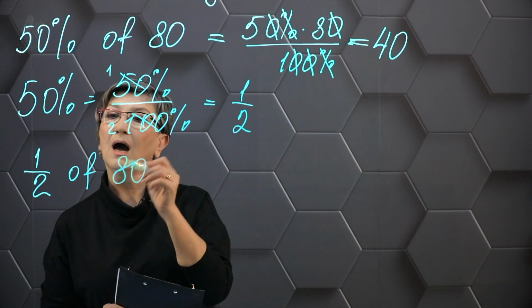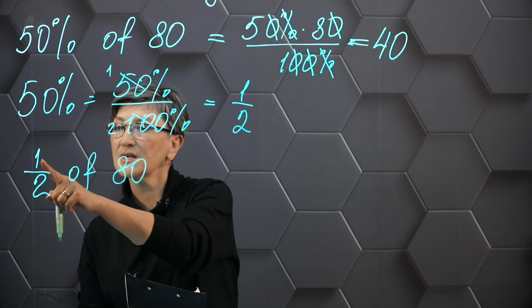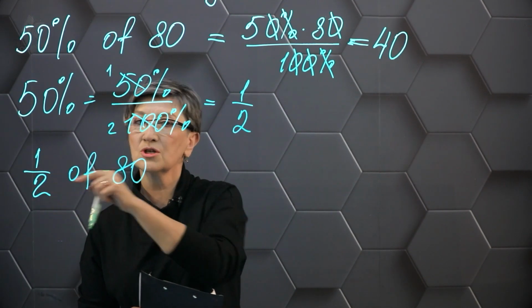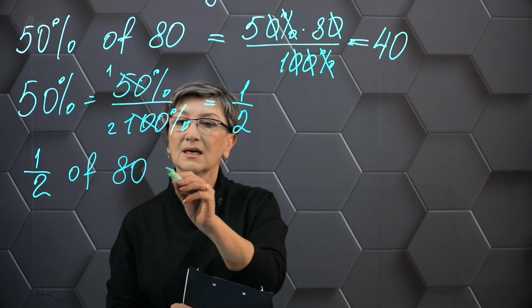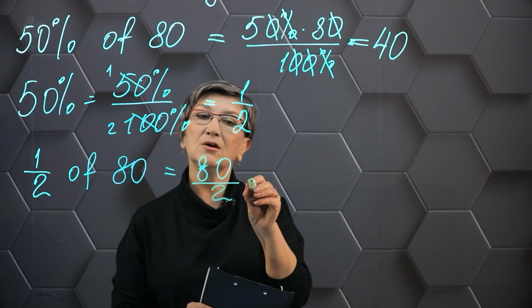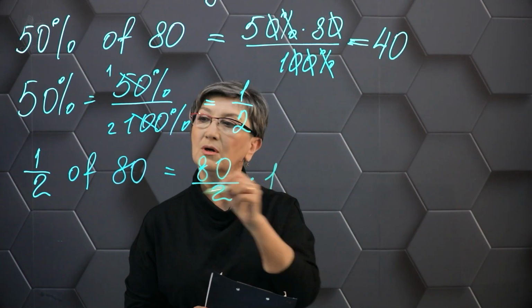And then we come to the realization that if we were to take one part out of 2, we would have to divide the number 80 by 2. Thus, by dividing 80 by 2 again, we can accomplish this. To calculate the quantity in one part, we multiply it by 1.